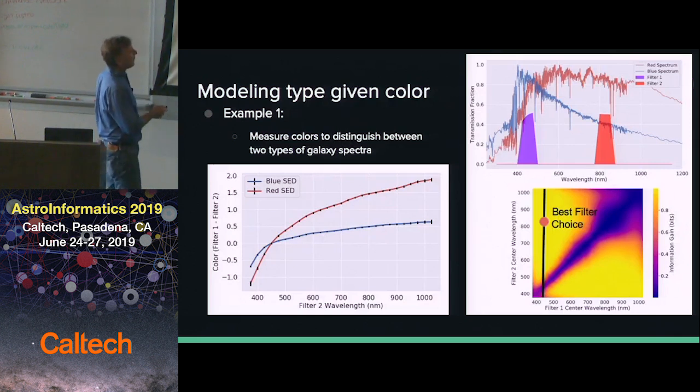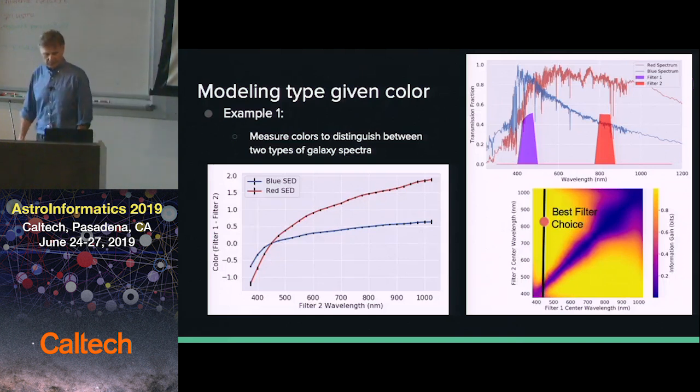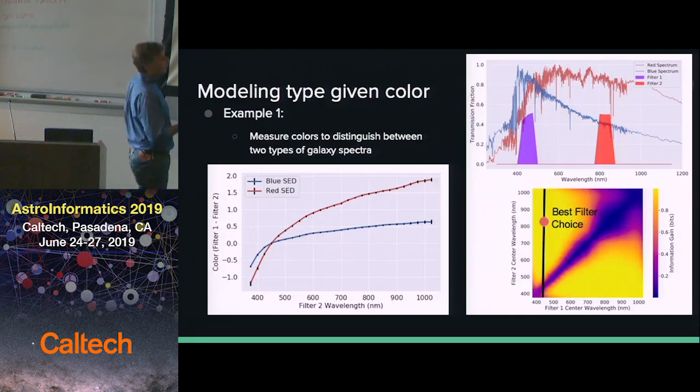And if I was to plot the colors of these 2 galaxies as a function of the position of one of these filters, you can see that when the filters overlap, there's no color, there's no information. As I separate those filters, then I get color information. If I calculate the information gain, so given a measurement of color for those two filters, how much information do I actually gain? This shows you the information gain as a function of the position of filter 1 and the position of filter 2.